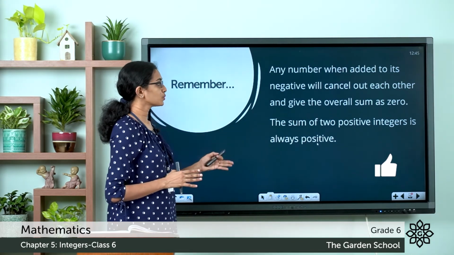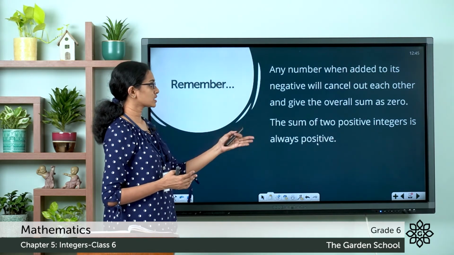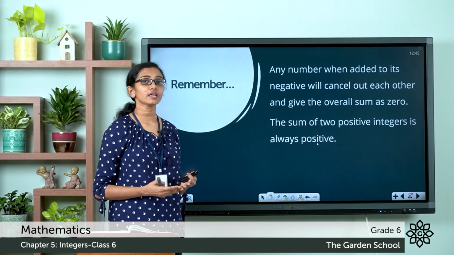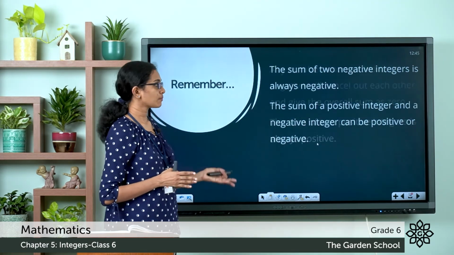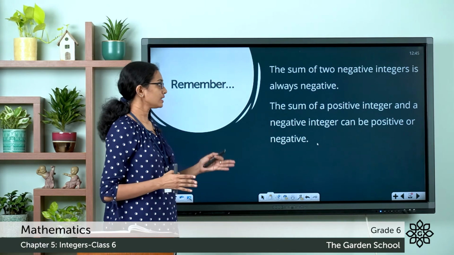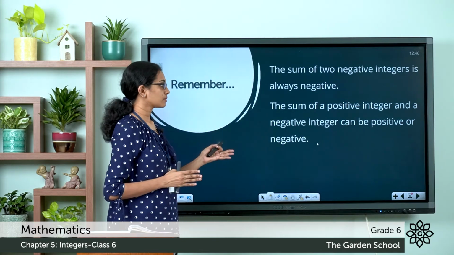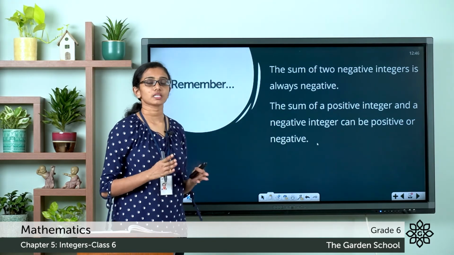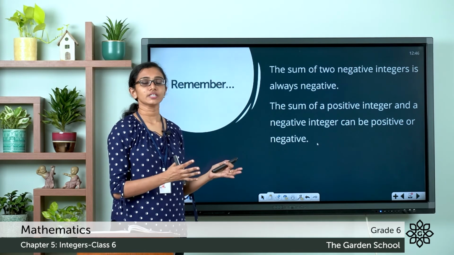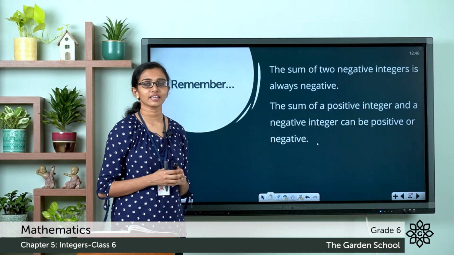And when you add two positive integers, the sum of two positive integers is always positive. And what happens when you add two negative integers? The sum of two negative integers is always negative. And the sum of a positive integer and a negative integer can be positive or negative. The sum can be positive or negative depending upon the sign of the integer which has got more numerical value. So I hope this is clear to you.